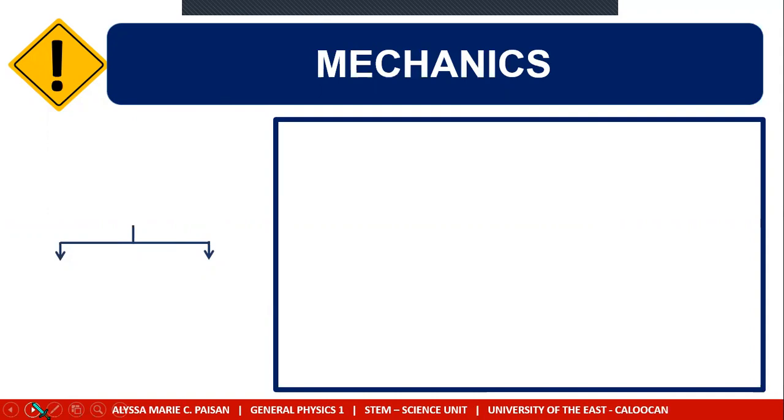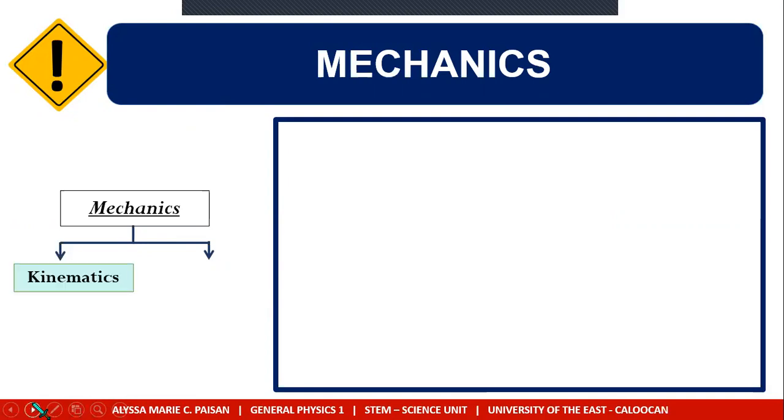Kasi di ba may quantum mechanics, there are also relativistic mechanics. So this time, let's just remove the classical and assume that whenever the word mechanics is mentioned in this lesson, it pertains to classical mechanics. Okay, mechanics can further be subdivided into two branches, kinematics and dynamics.